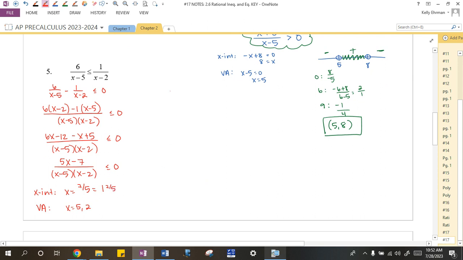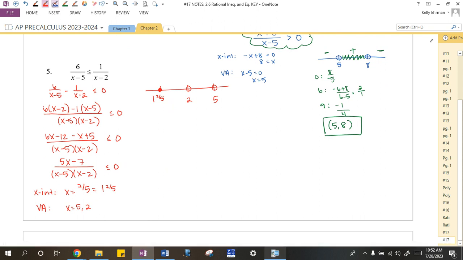So when you're putting these on a number line, I'm going to bring my number line up here. What's furthest to the left? 7/5, or 1 and 2/5. And then 2. Actually, you know what? I'm going to write this as 1 and 2/5. Anyway, and then 2, and then 5. 5 and 2 came from the denominator. 1 and 2/5 is the 0, and this is less than or equal to 0, so that gets filled in.